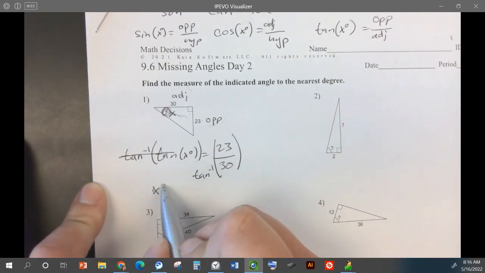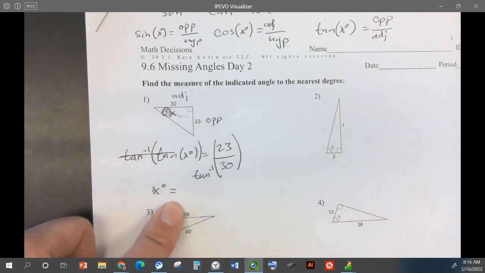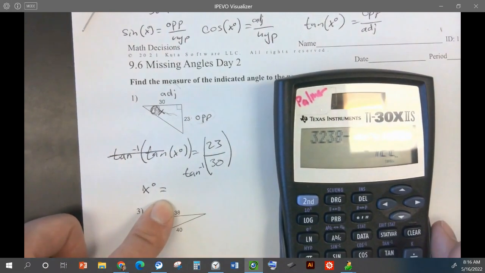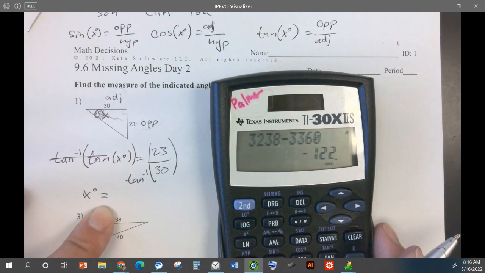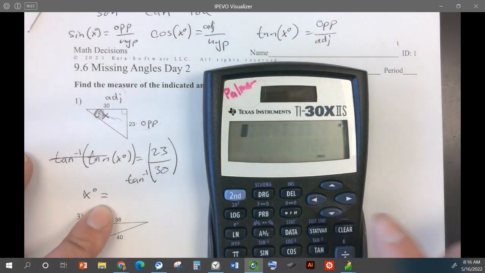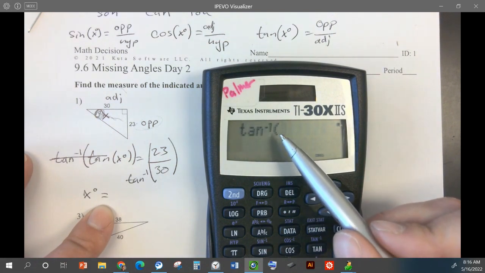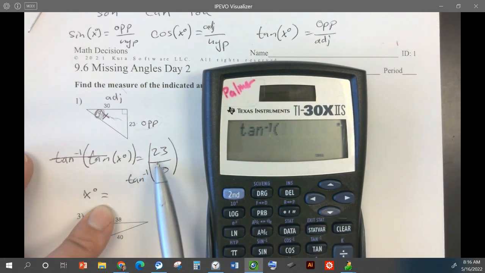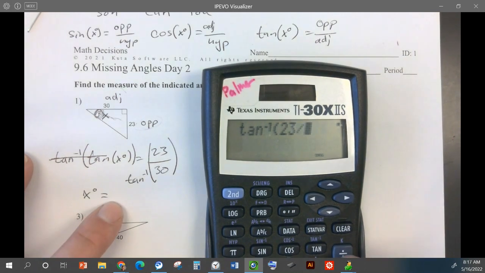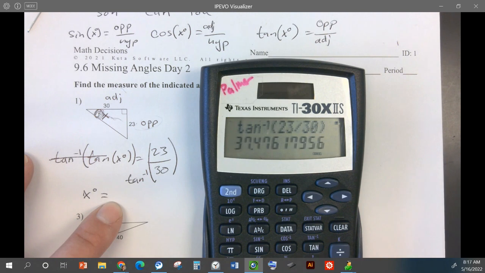And then we have our angle is tangent inverse of 23 over 30. So here we go. So second tangent, that gives us tangent inverse. And then we just plug this in. 23 divided by 30, end parenthesis.